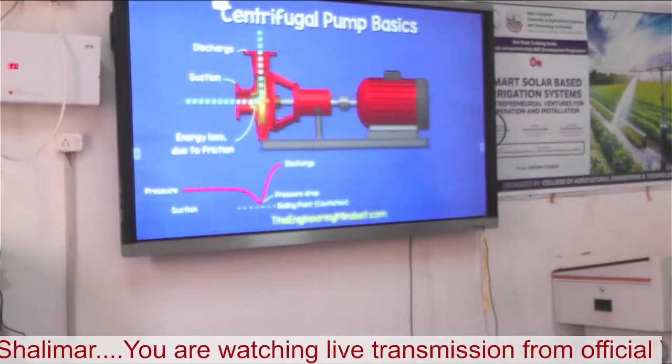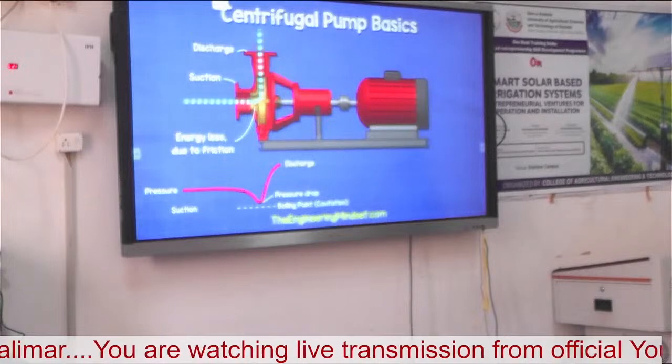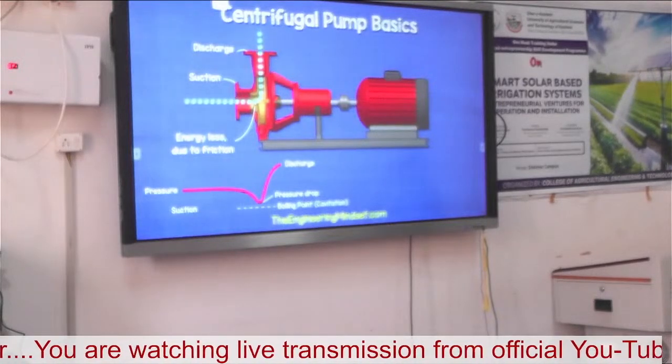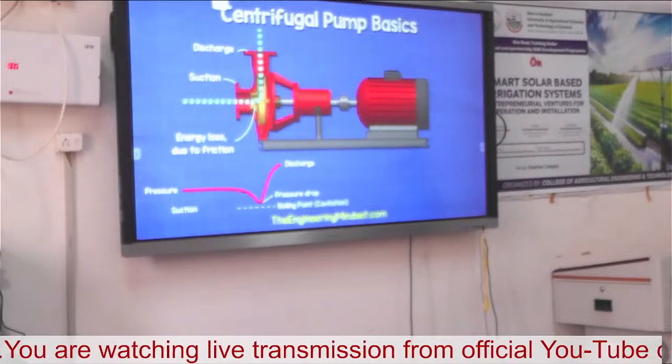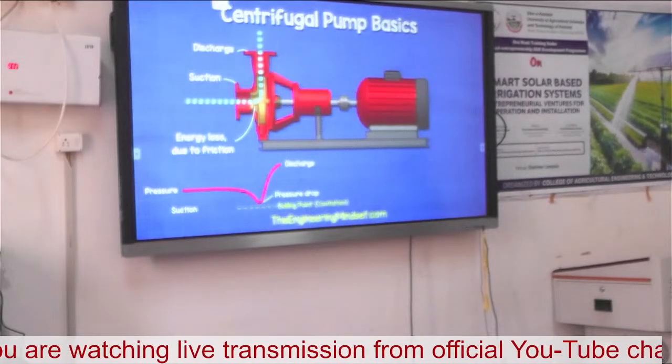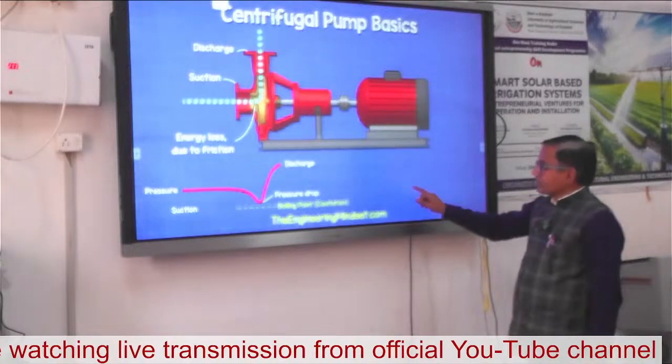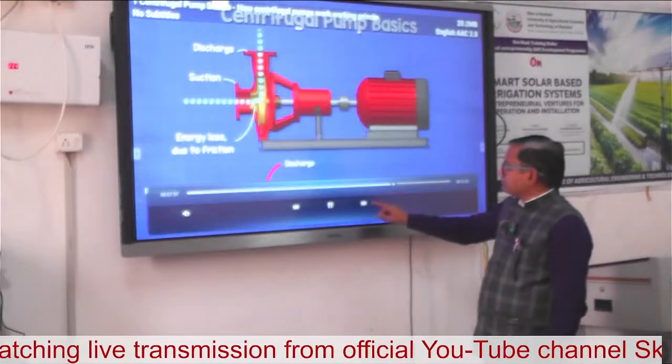As the water enters the pump and flows into the impeller's eye, it experiences a loss of energy due to friction. This will give us a pressure drop. At certain conditions, the water flowing through this section can reach boiling point. When this occurs, we refer to this as cavitation. We're going to see more on that in just a moment.